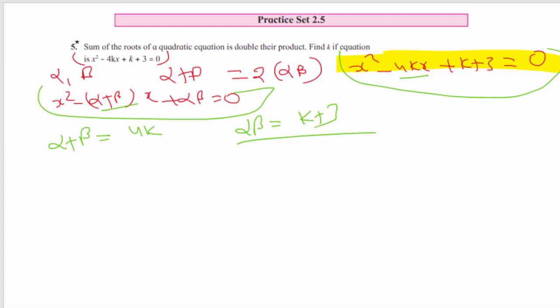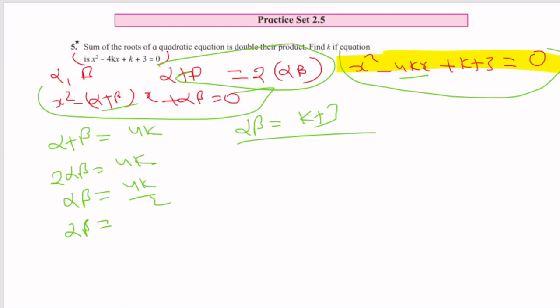But what is alpha plus beta as per this? As per this, alpha plus beta is 2 into alpha beta, and alpha plus beta is equal to 4k. So alpha into beta is equal to 4k divided by 2. I can say alpha into beta is equal to 2k. Right? Alpha into beta is equal to 2k. Simply, I can substitute alpha into beta in this. So it will be 2k is equal to k plus 3.